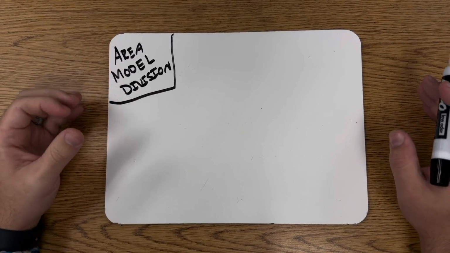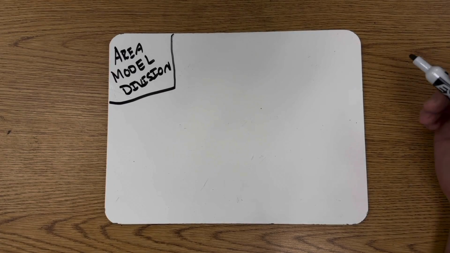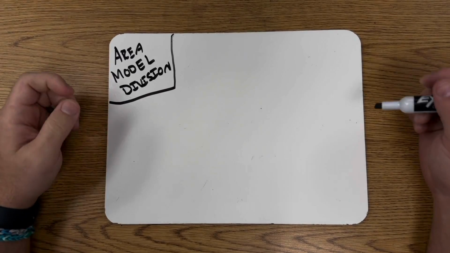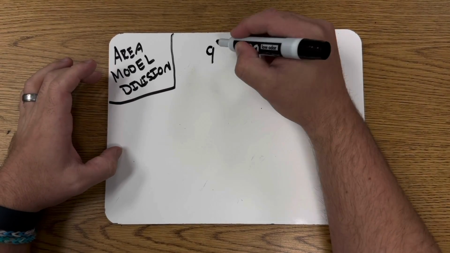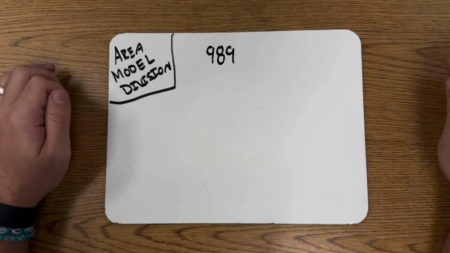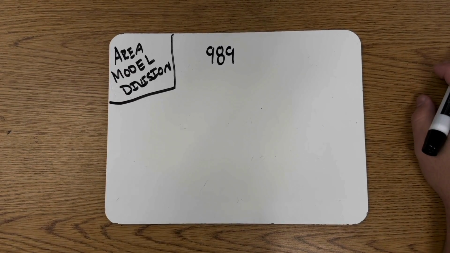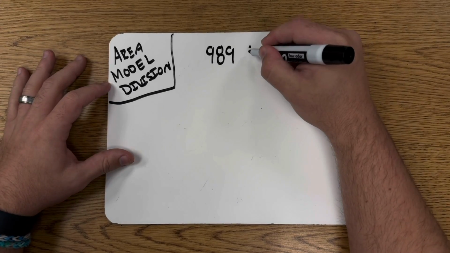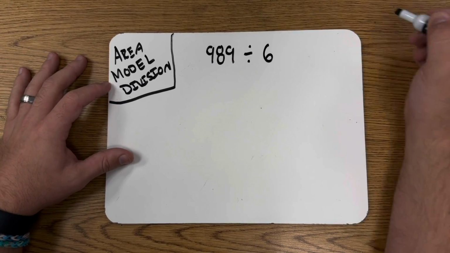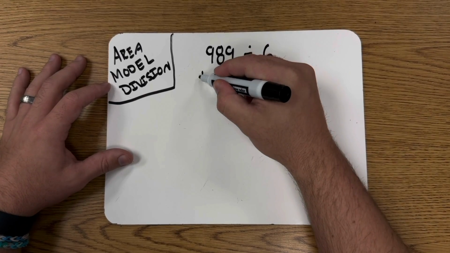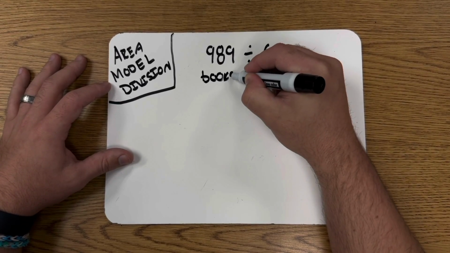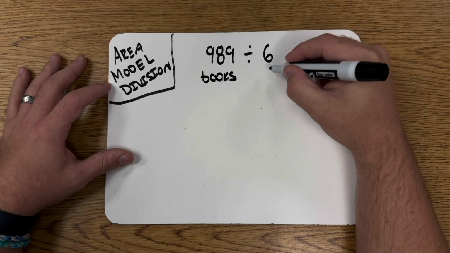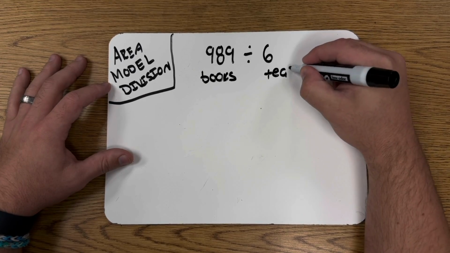So imagine that you're at a school and you're the librarian and you get a delivery of 989 books, and your task is to distribute those to 6 teachers, which ultimately will end up being 989 divided by 6. 989 books to 6 teachers, okay?